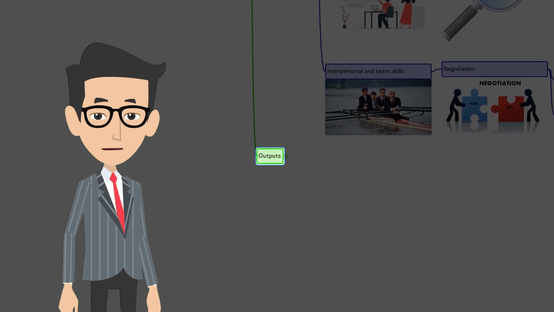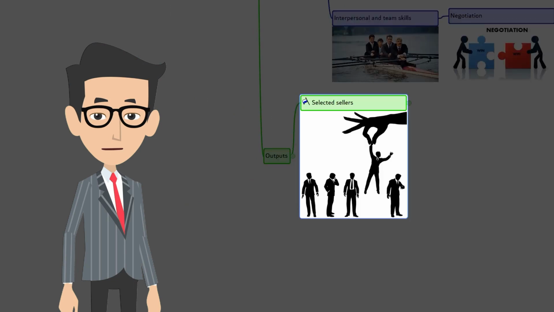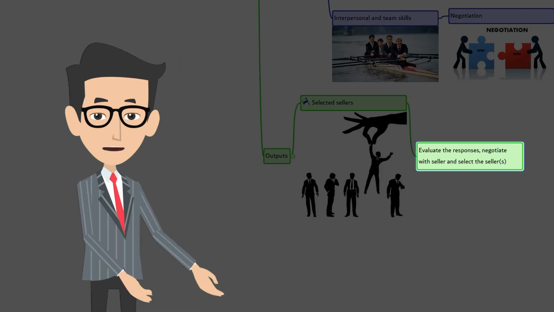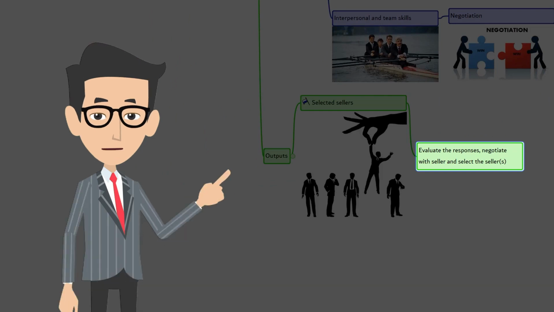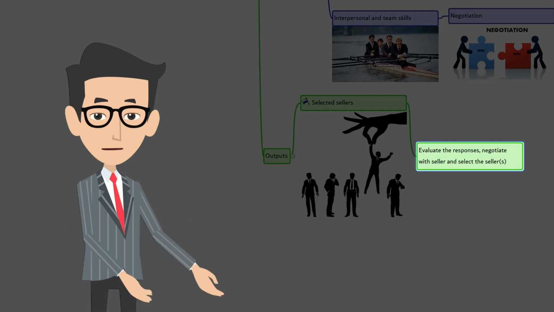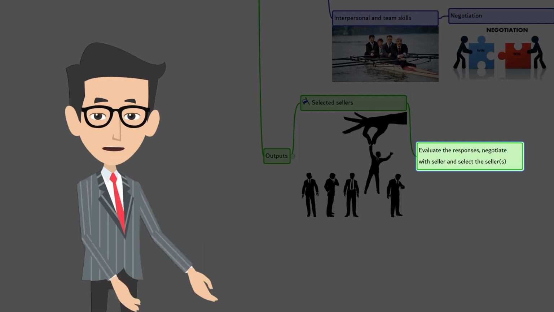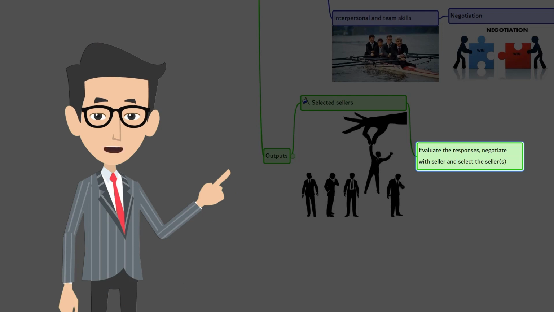All right, now let's talk about the outputs. Selected sellers. After the evaluation of responses with selected sellers or with all the sellers, negotiation gets conducted. At times, the seller is asked to give a presentation as a screening process. This is something we discussed earlier. As an outcome of this process, one or multiple sellers are selected and the contract is awarded.